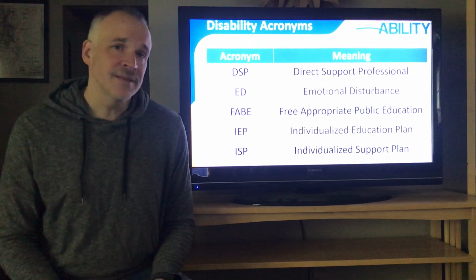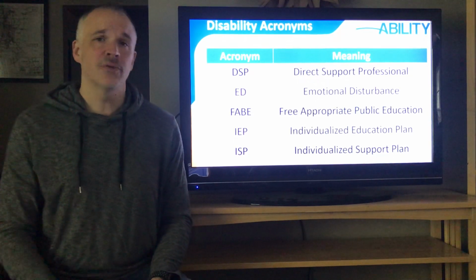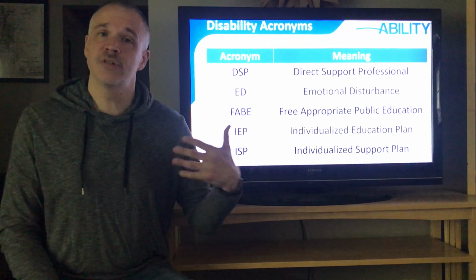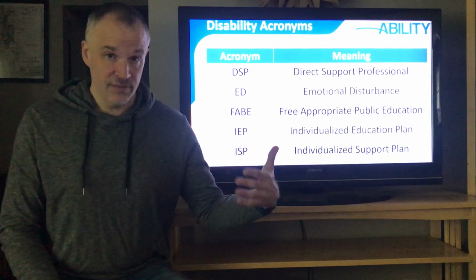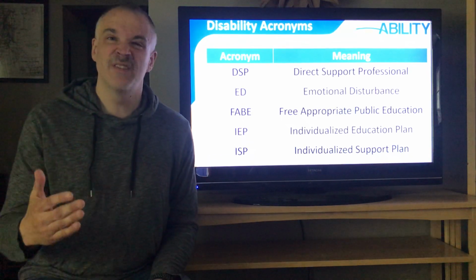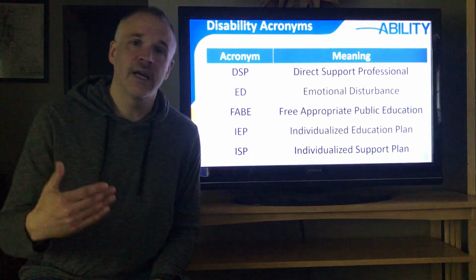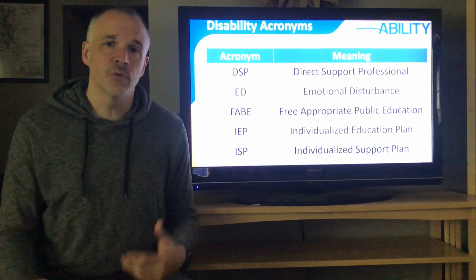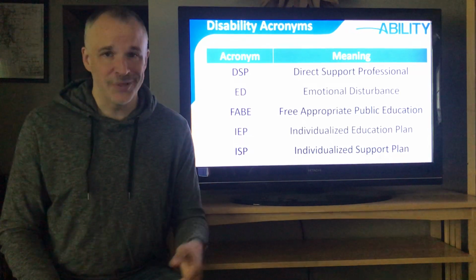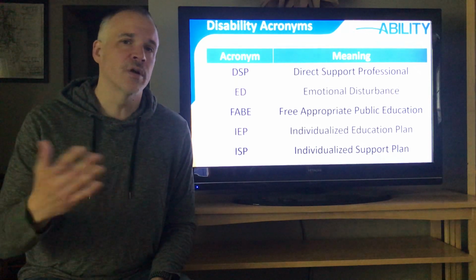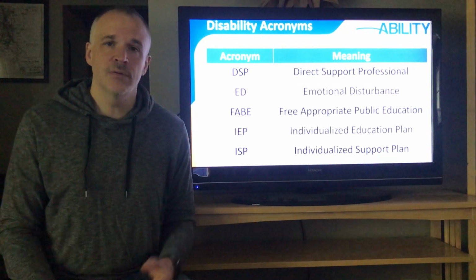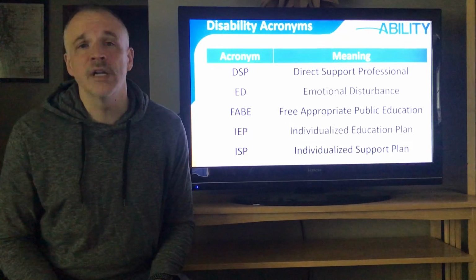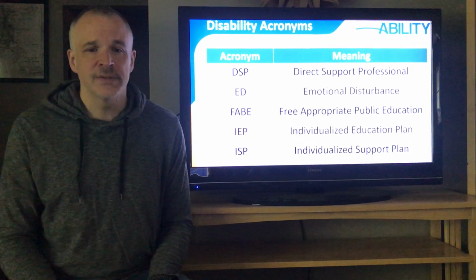A DSP stands for a Direct Support Professional. There are different types of names for that, but these are the professional individuals that work with individuals with disabilities. They're oftentimes the direct care workers that bring individuals with disabilities to your church. They're paid to be there, oftentimes on a one-on-one type of ratio or slightly larger ratio. ED stands for an emotional disturbance.